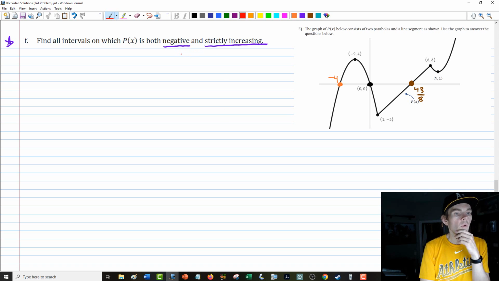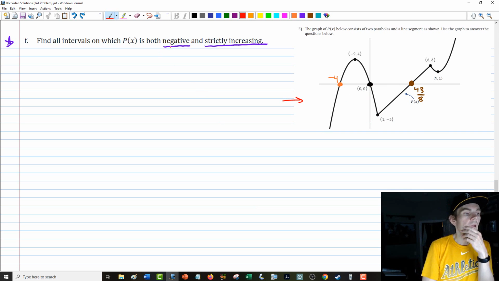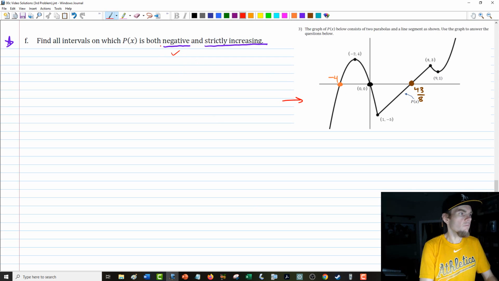So let's see. We want where the graph is negative. That's going to be a section that's down here. Our candidates are those 3. So basically one of those 3, maybe 2 of those 3, or 3 of those 3 will be what we're looking for. So the negative part, we got 3 candidates. Actually, let's leave those circled for a second. 3 candidates right there.